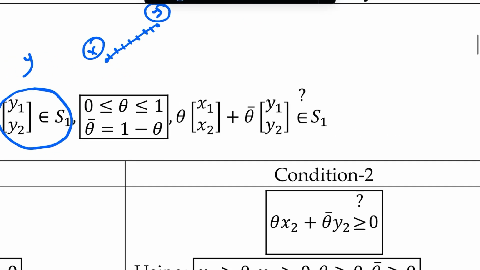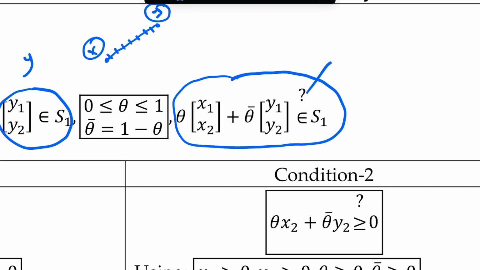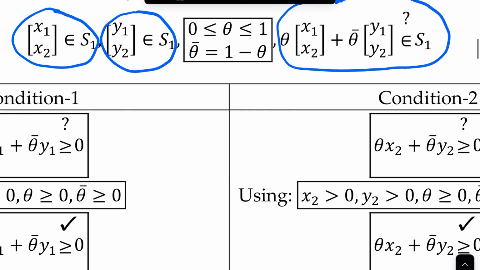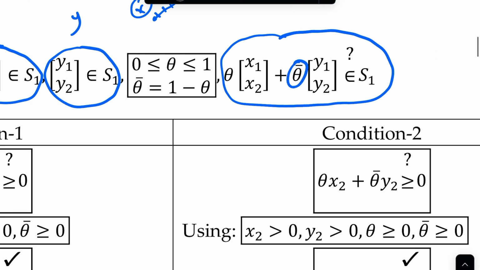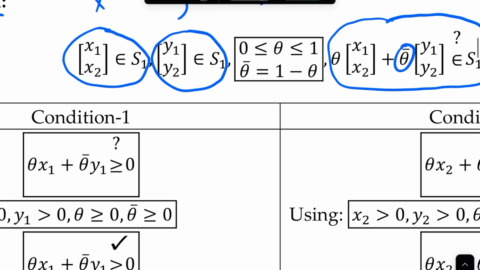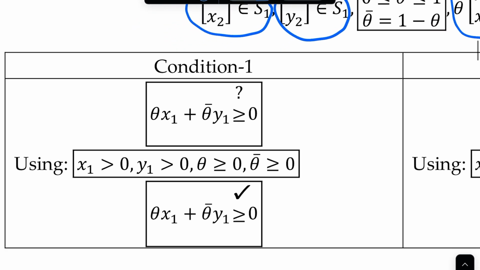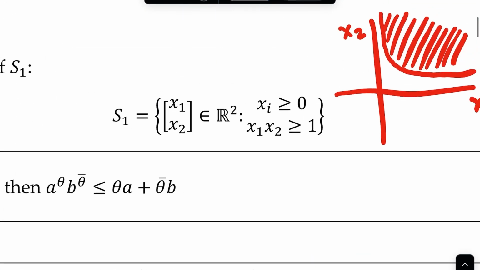And what we want to prove is this. If the answer to that question is yes, then we say that this given set is convex. All right, let's go and deal with it. And I write theta bar because it is annoying to write 1 minus theta all the time, right? So let's look at condition 1. What was condition 1? Let's remember.